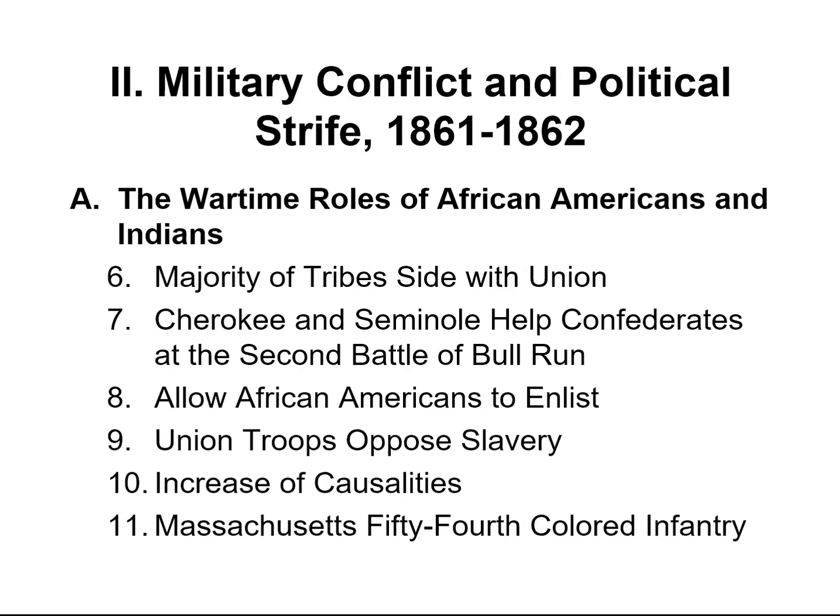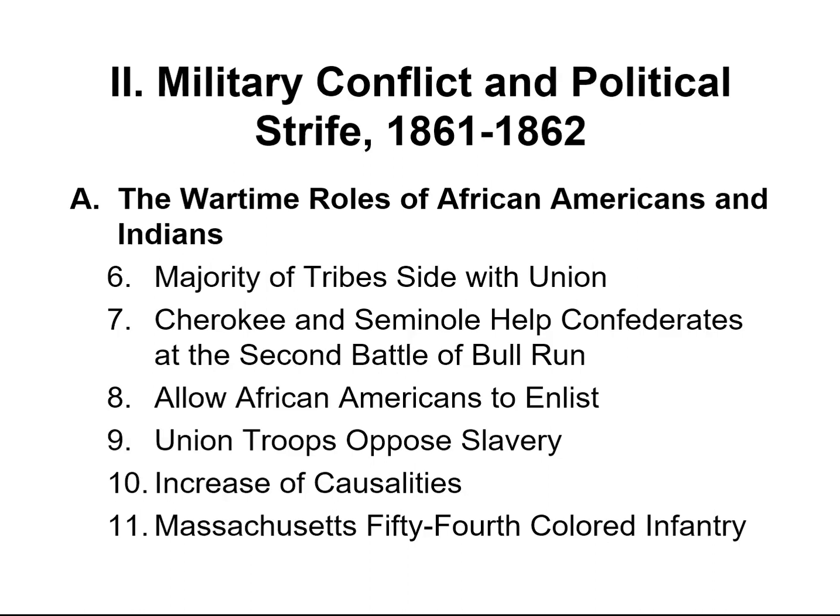The Confederacy gained the support of some slave-holding Indians, but the majority of tribes sided with the Union. The Confederacy's Indian allies played a critical role in many of the early battles. Cherokee and Seminole warriors contributed to the Confederate victory at the Second Battle of Bull Run.